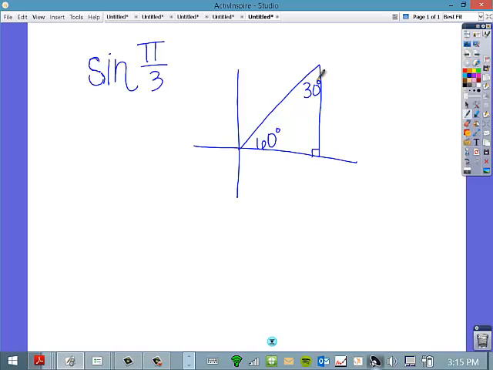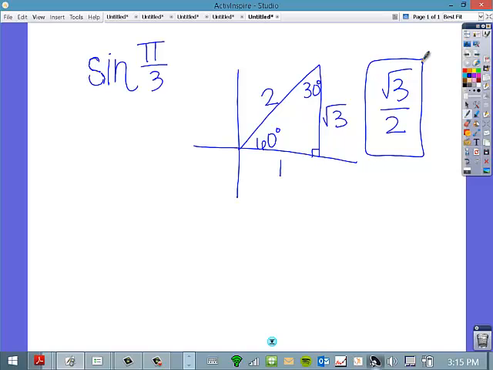So we can label the sides of our triangle. Across from 30 is 1, across from 60 is root 3, and across from 90 is 2. Well, sine is opposite over hypotenuse, so the side opposite of 60 is root 3, and your hypotenuse is 2. So root 3 over 2 is your final answer.